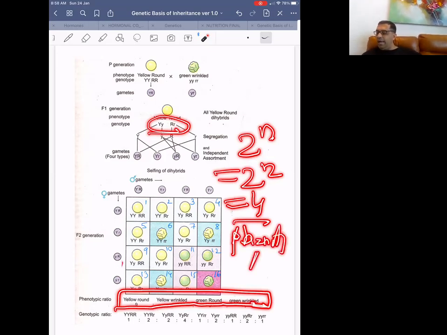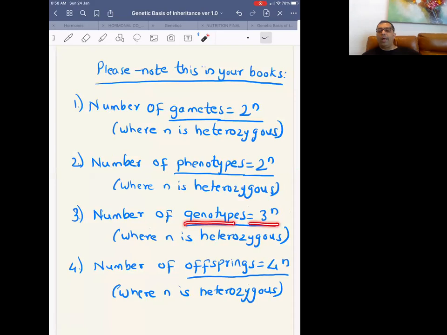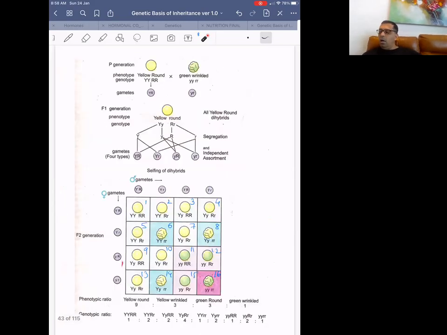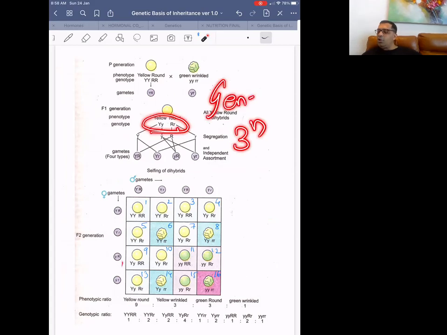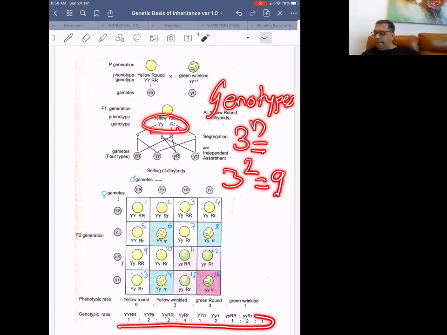Number of genotypes is 3 raised to n, where n is heterozygous. Here it is double heterozygous. So the number of genotypes is 3 raised to 2, which equals 9. That means you get 9 types of genotypes.